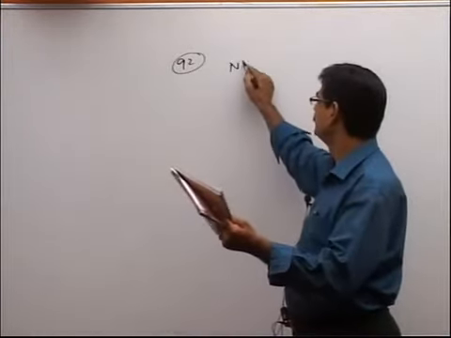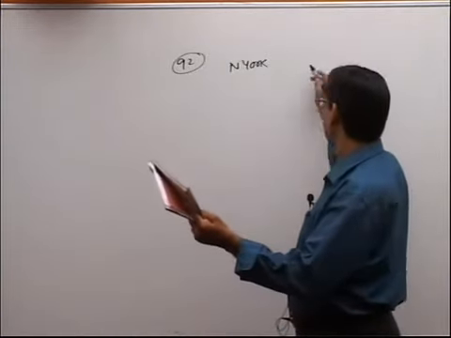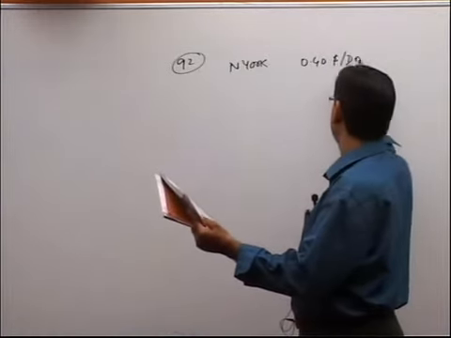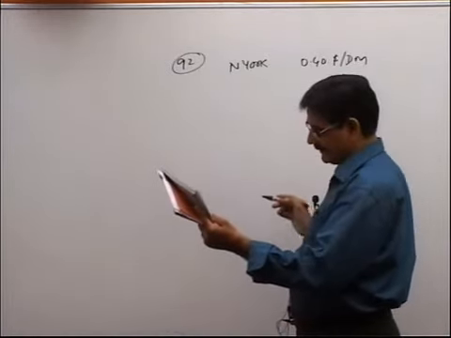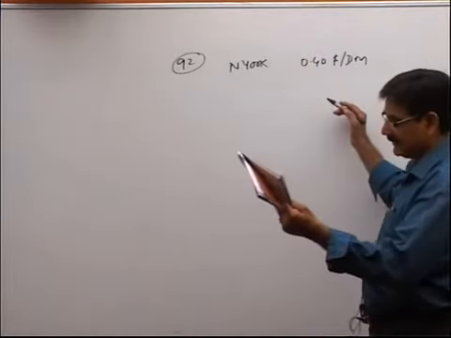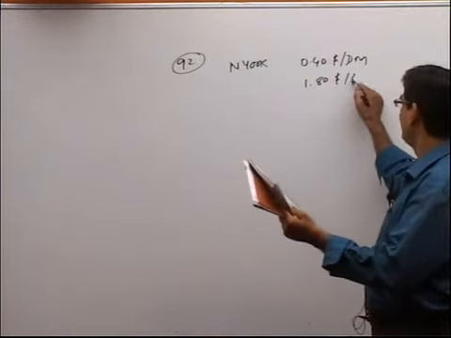In New York, the rate quoted is $0.40 per diem, and as well $1.80 per pound.